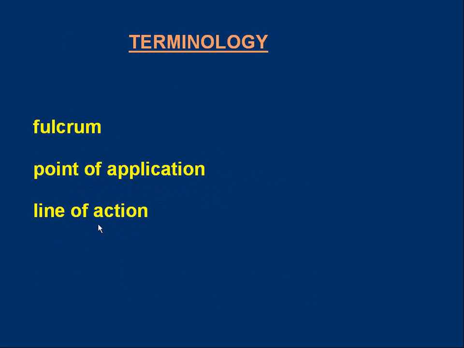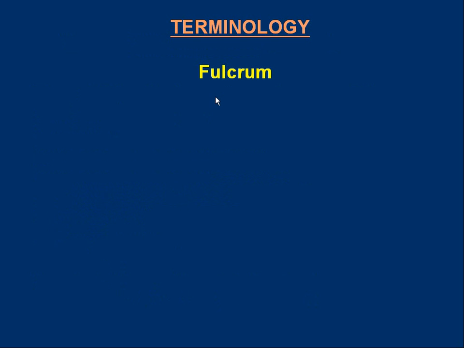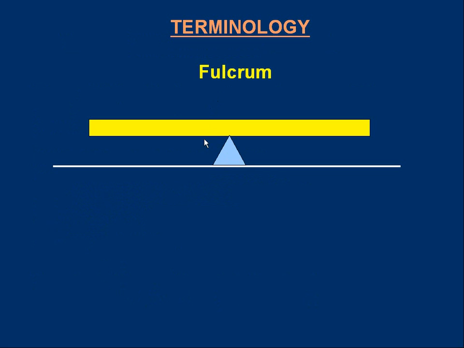Let's talk about some terms you need to know. What are they? Fulcrum, point of application, and very important, line of action. Fulcrum first. What is a fulcrum? Well, it's basically just a posh word for a pivot. Suppose you have a seesaw, simple one, plank balanced on an edge like that, pointed edge. The point of contact is the fulcrum. It acts as a pivot. The top part, the yellow plank, can rotate around that pivot. And a fulcrum just means a pivot.